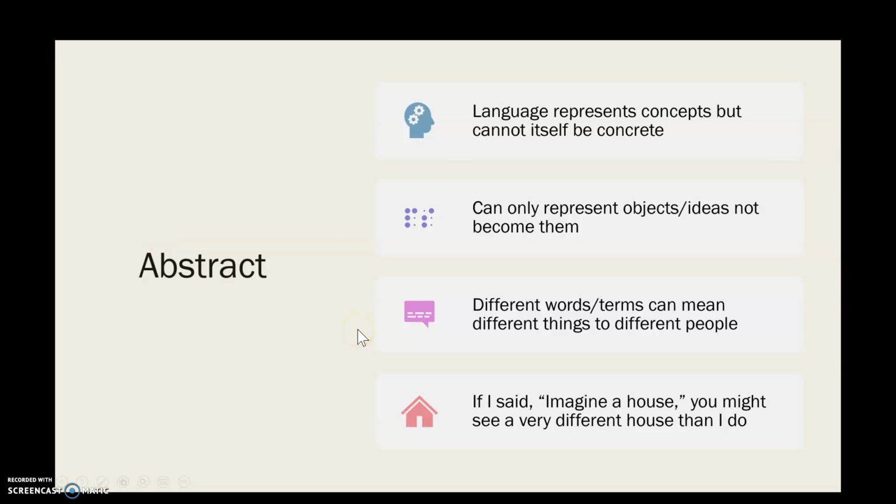Language is also abstract. It represents concepts, but it cannot itself be concrete. You cannot put a piece of language on a platter and hand it to someone. Even if you write words on a sheet of paper and hand those to someone, there's not a concrete representation of language. It can only represent objects and ideas. Language cannot become those ideas. And different words or different terms can mean different things to different people because it can't be concrete.